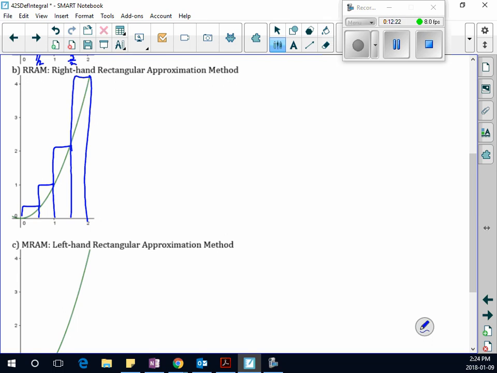Do you see I'm starting at the right-hand side this time and then creating my rectangle? That's why it's called the right-hand method. And in a second, we're going to do the midpoint method, and that's going to be halfway between the two. So anyways, the area here, again, the width is 1/2.